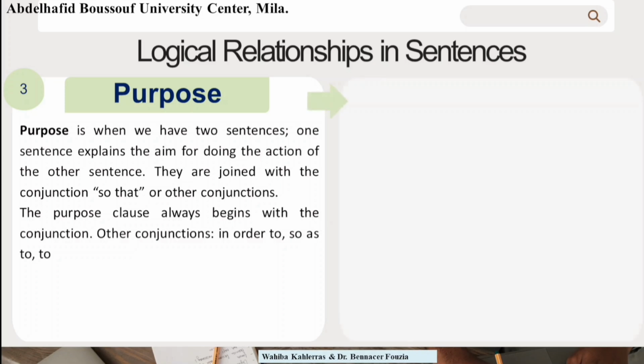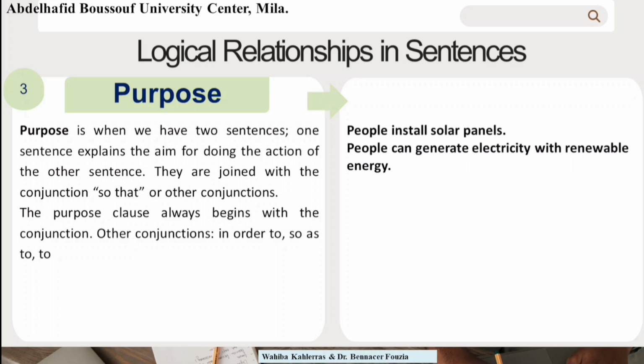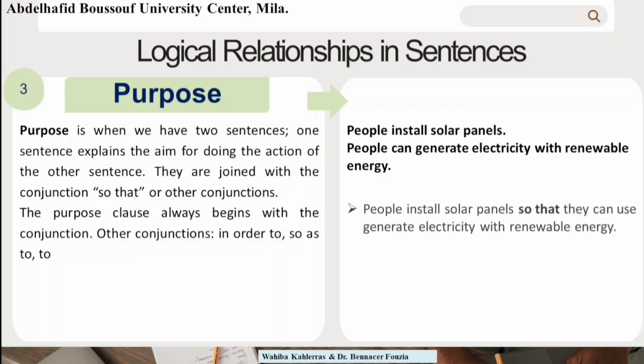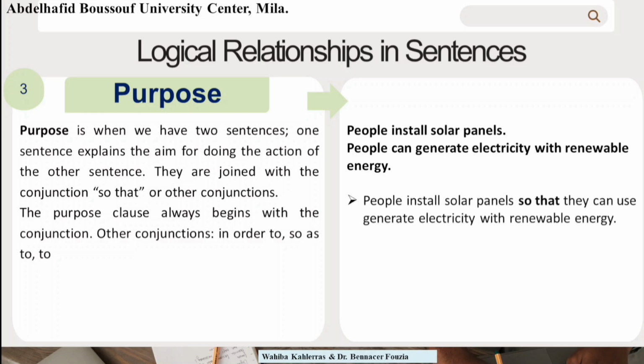Let's have an example. Our two independent sentences, when we join them, become clauses that form one full sentence. They are as follows: People install solar panels. People can generate electricity with renewable energy. When we ask for what purpose people install solar panels, we say people install solar panels so that they can use or generate electricity with renewable energy.